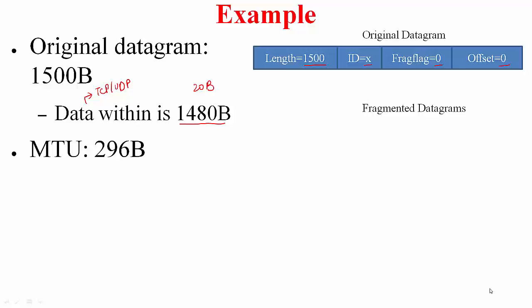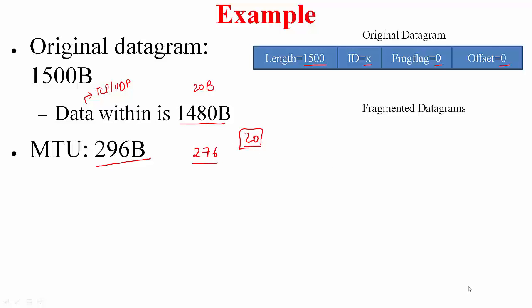Now suppose I want to send it over a link with an MTU of 296 bytes. Since the original datagram size, which is 1500 bytes, exceeds this MTU size, you will need to fragment this particular datagram. Now the question is, what is the maximum data, that is the TCP/UDP data, that can be carried within this particular fragmented datagram? 276, right? Because each of these fragmented datagrams also needs to have an IP header. So you need to account for 20 bytes of header for each fragmented datagram. So 276 plus 20 add up to 296.